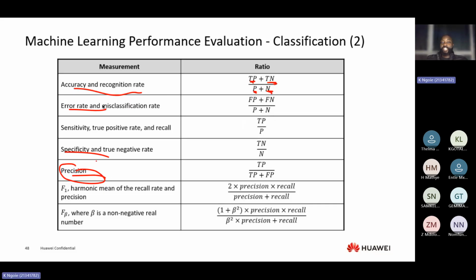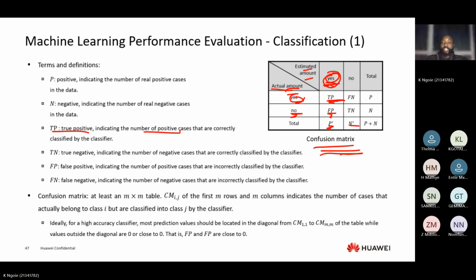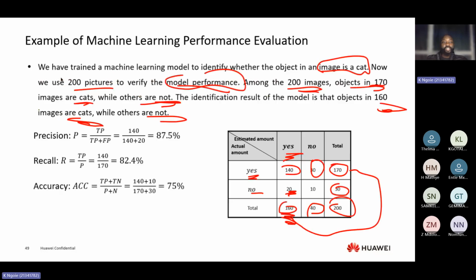Okay, so now looking at this, remember these formulas where we can calculate the precision and the accuracy of the model. In this case, we can calculate the precision, which is true positive over true positive plus false positive. And then we get a precision of 87.5%. And then we can also check the recall, the accuracy here. So the model has a 75% accuracy.